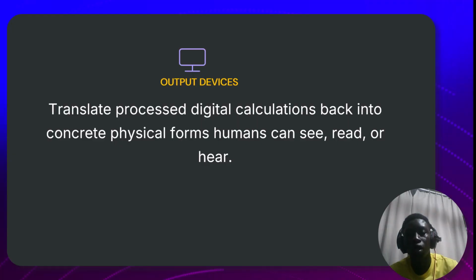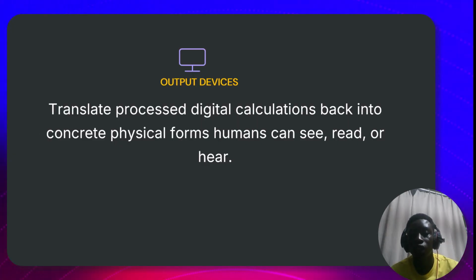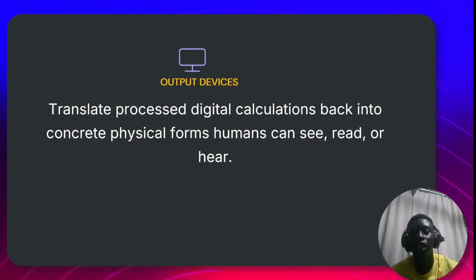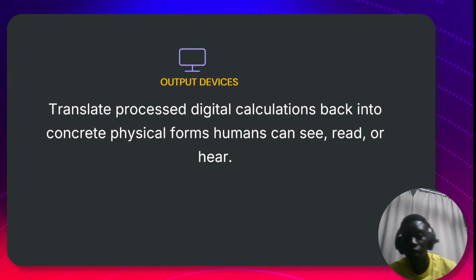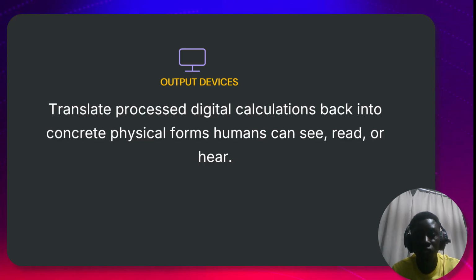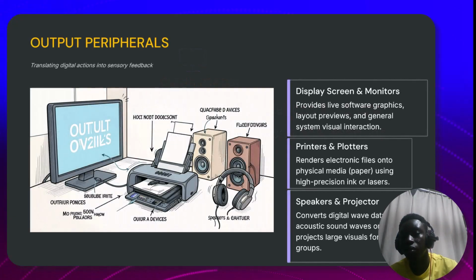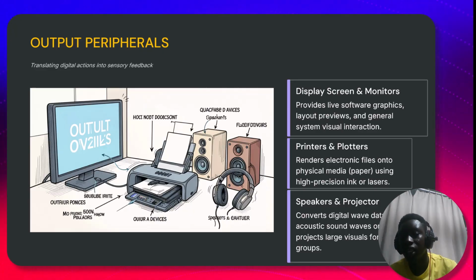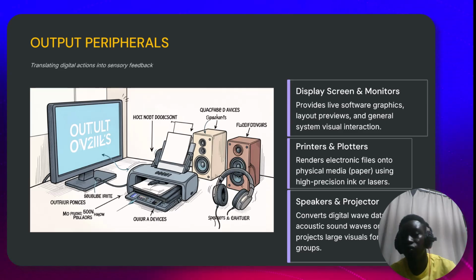So we also have the output devices. They translate processed digital calculations back into concrete physical forms humans can see, read, or hear. Before you can see the information that the processor has processed, you need the output devices to display such information for you to see. Yes, so we have the display screen and monitors. They provide live software graphics, layout previews, and general system visual interaction.